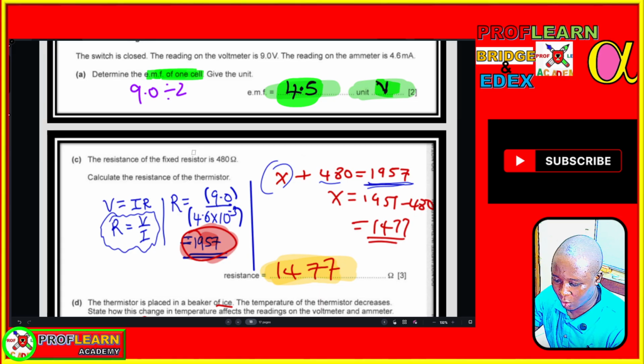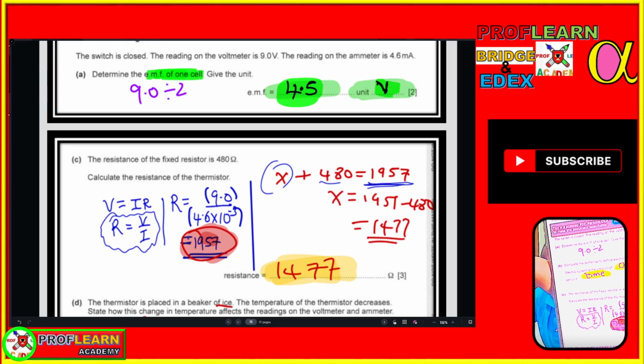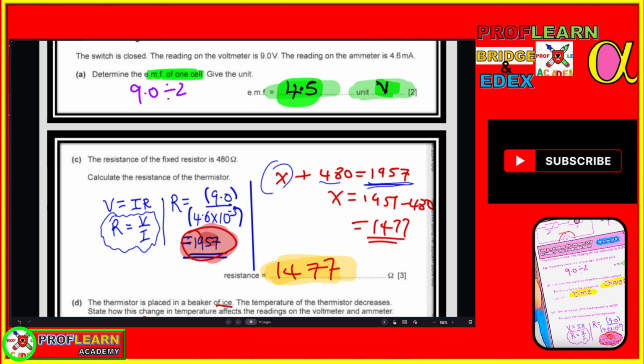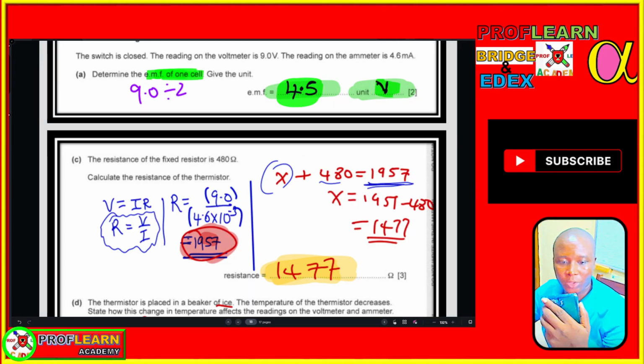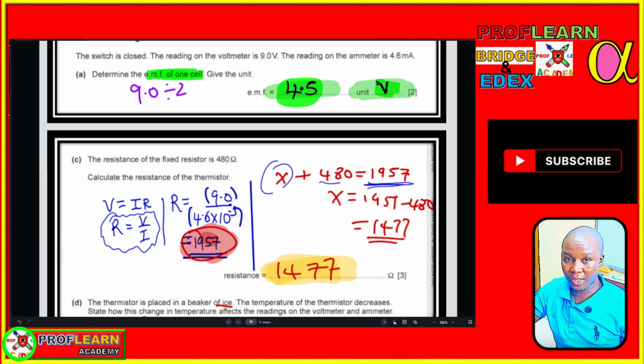Part B was asking: complete the sentences to define electric current. That was the question that was being asked. So we can say current is the flow of charge per unit time. Electric current is the amount of charge flowing per unit time. That is part B. I believe it's clear now, you've understood what part B was.